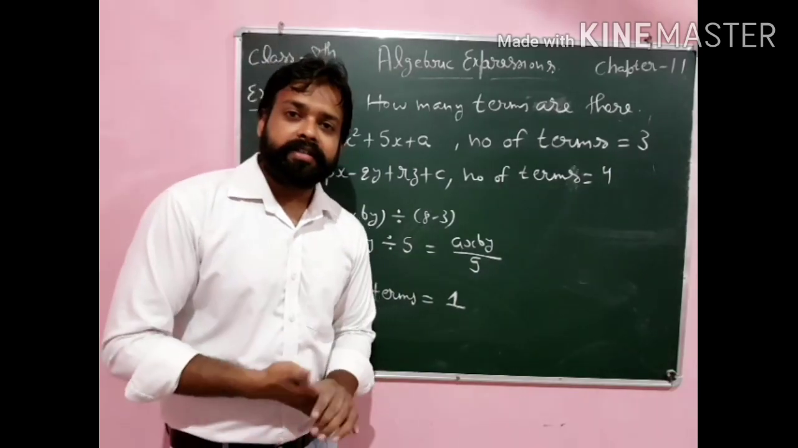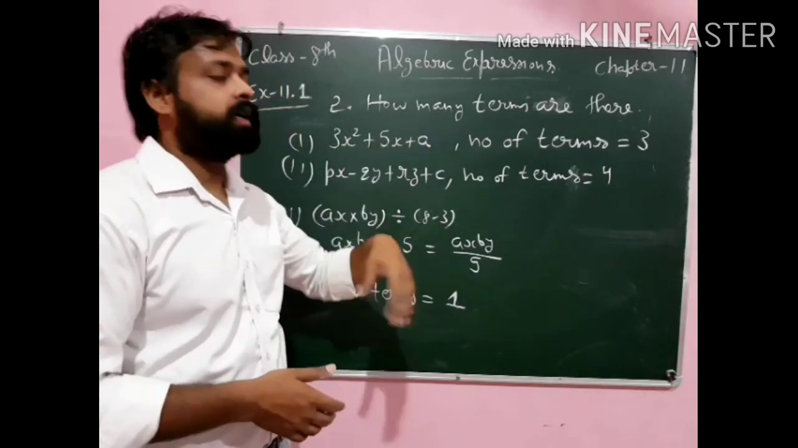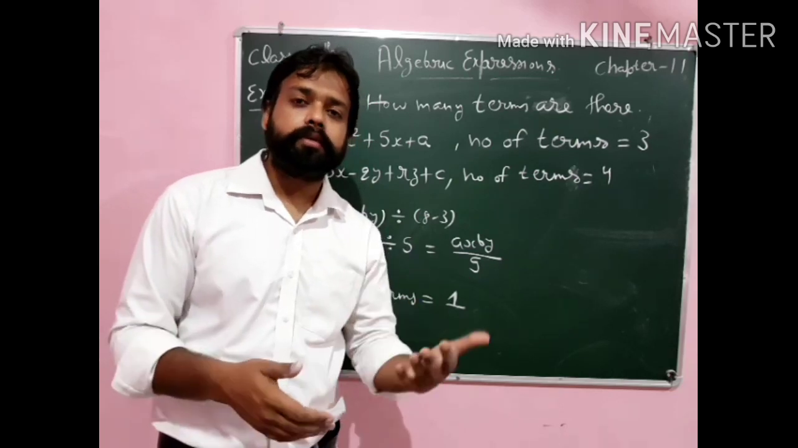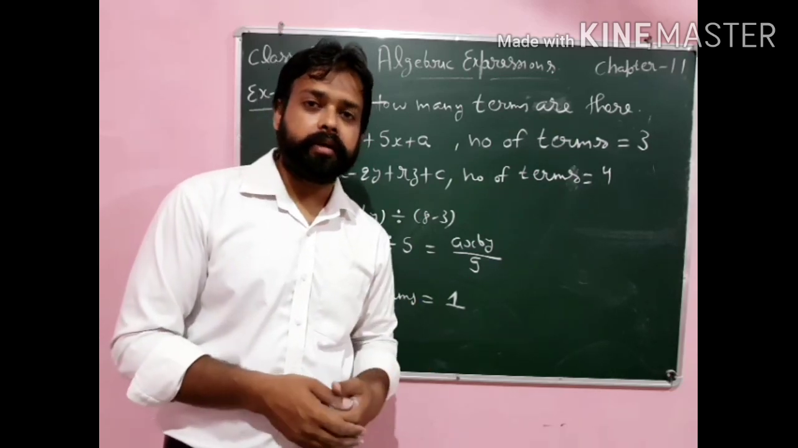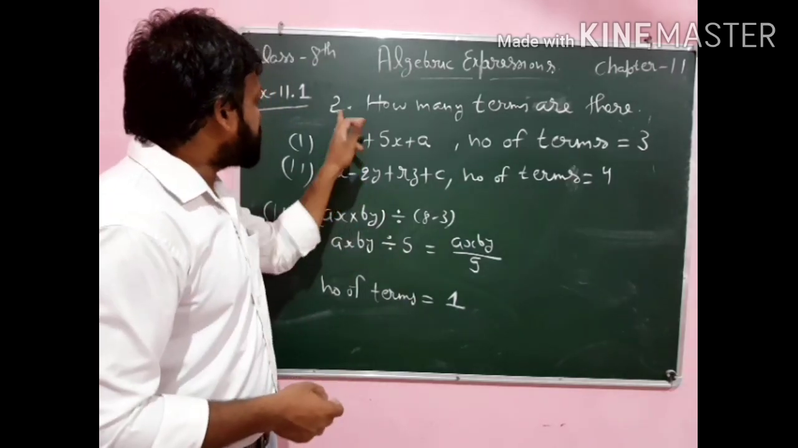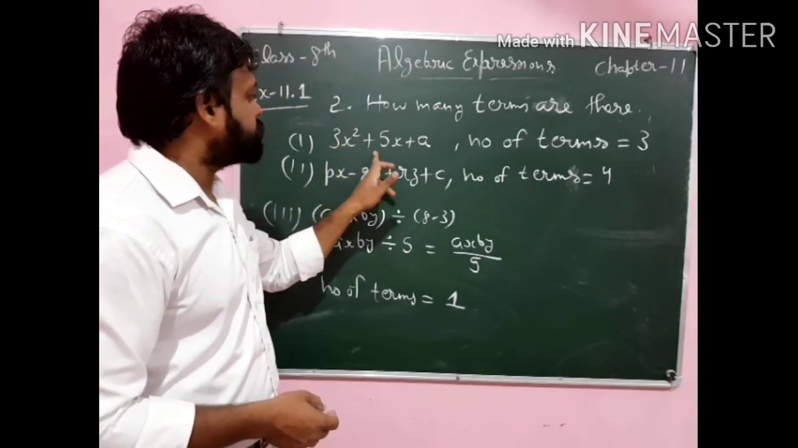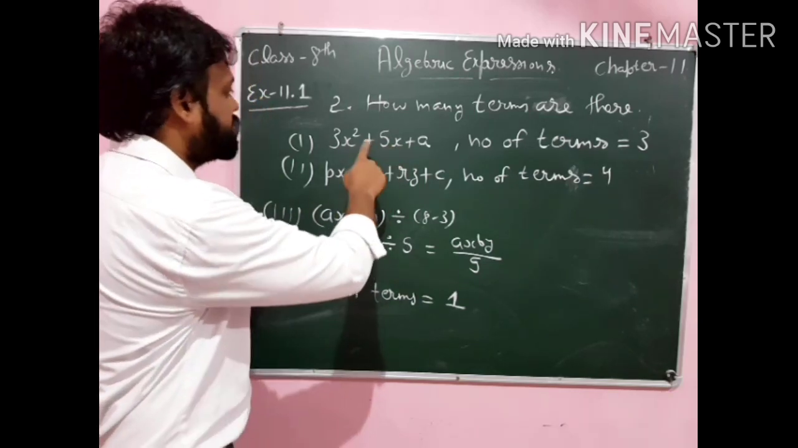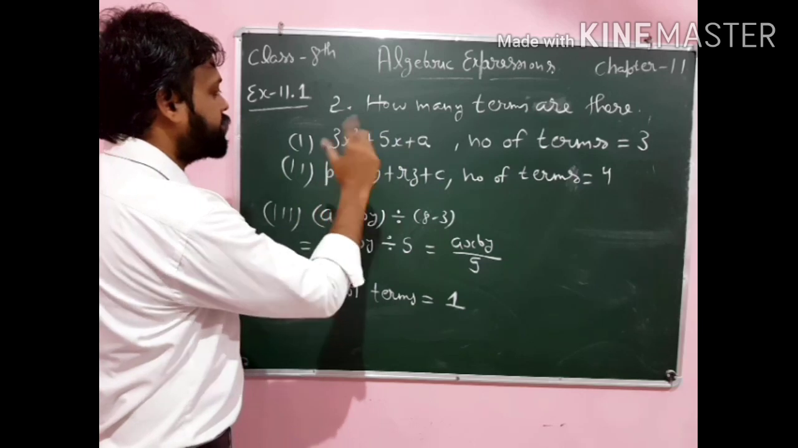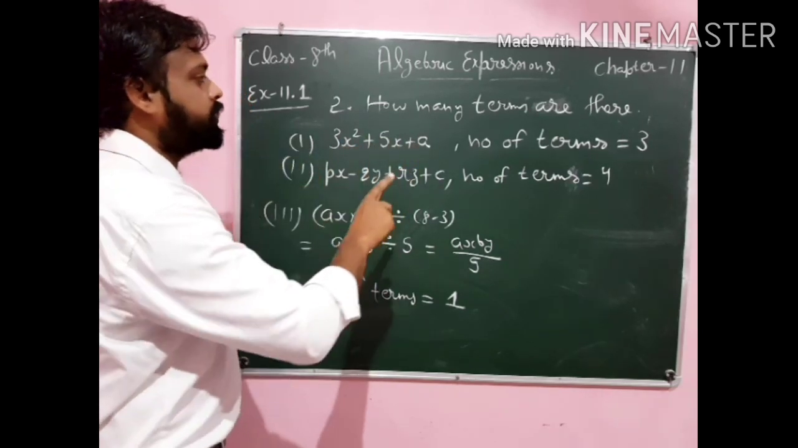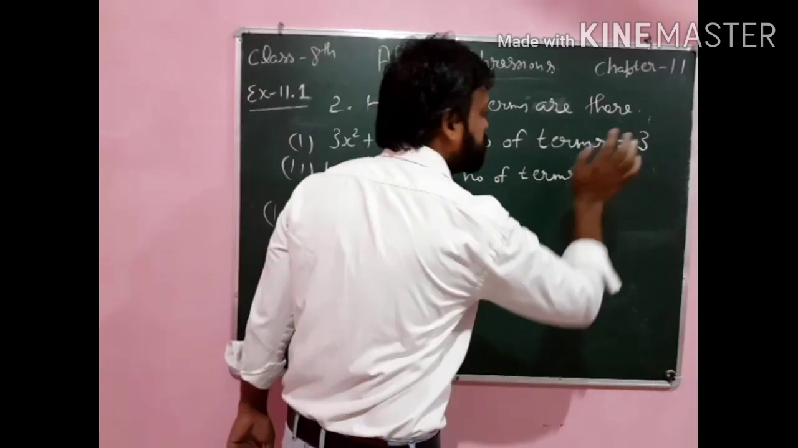Okay, now your second sum is how many terms are there in the polynomials. So polynomials are given to you and you have to find out how many terms are there. Now you can see the first part. This is 3x square plus 5x plus 8. You can see there is a plus sign between the terms and you can count the terms. This is 1, 2 and 3. So the number of terms in this case is 3.